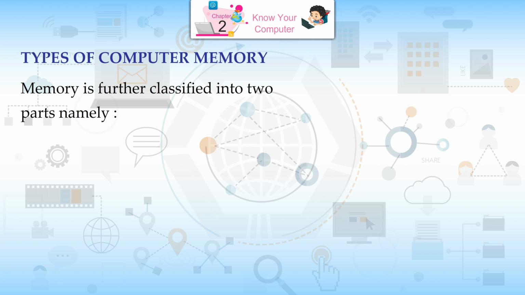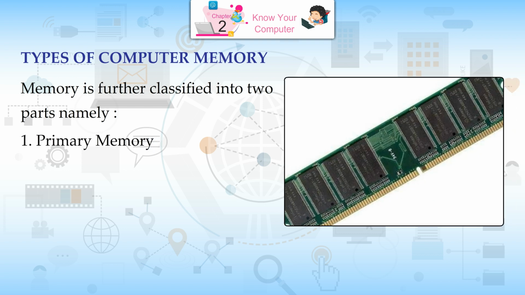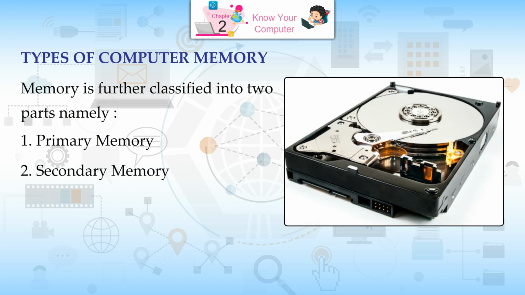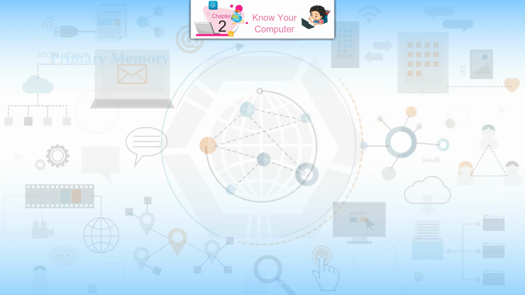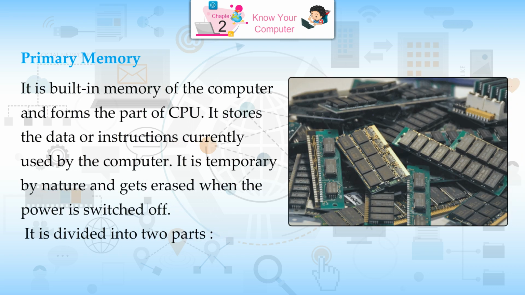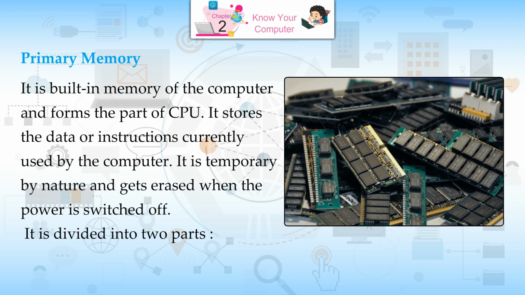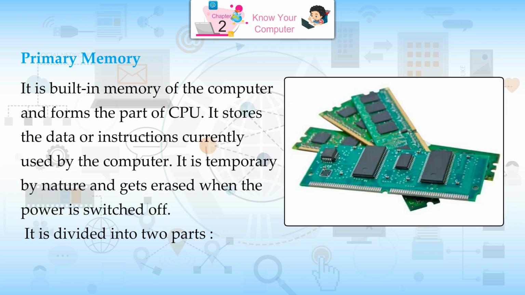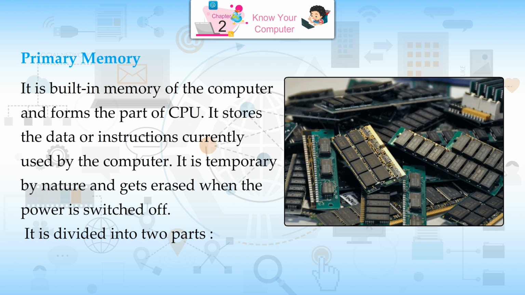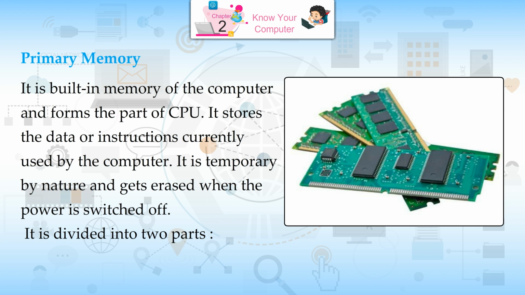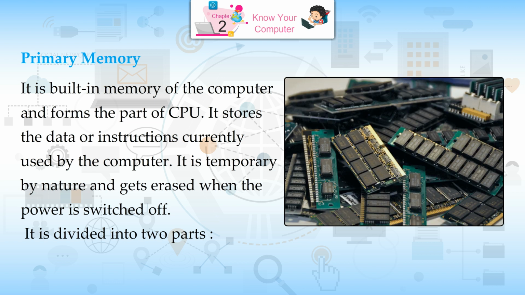Types of computer memory. Memory is further classified into two parts, namely, first, primary memory, second, secondary memory. Primary memory. It is the built-in memory of the computer and forms part of the CPU. It stores the data and instructions currently used by the computer. It is temporary by nature and gets erased when the power is switched off.